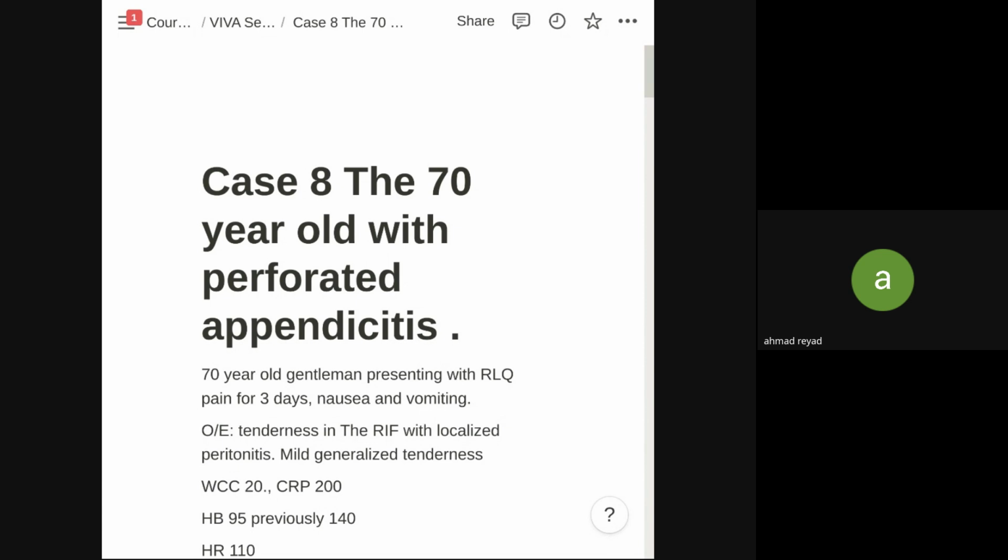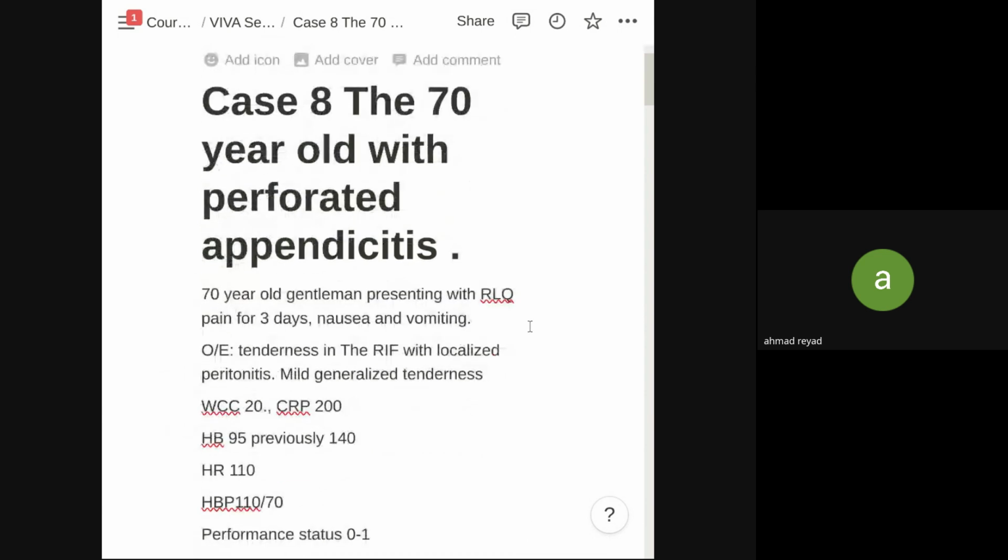Then we'll start the management, including, as I said, antibiotics, fluids, and arranging a CT scan. He's 70, so I would look for appendicitis. With any white cell count in the adult age group above 17 or 18, I would advise a CT scan to exclude a perforated viscus.